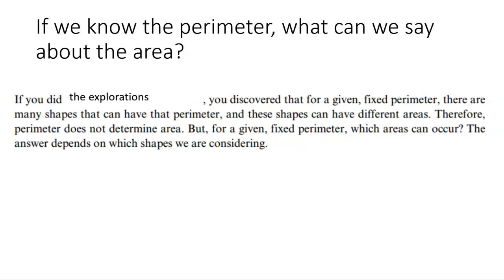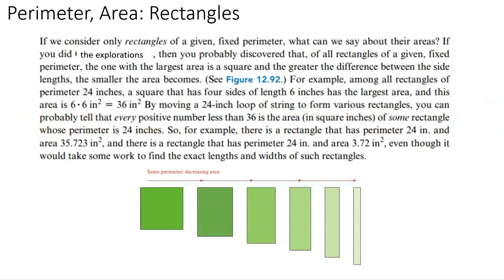If you did the explorations, you discovered that for a given fixed perimeter, there are many shapes that can have that perimeter, and they can have different areas. So perimeter does not determine the area. But for a given fixed perimeter, there are certain areas that can occur and certain areas that can't occur. There are limitations or constraints on how big the area can be within a certain perimeter.